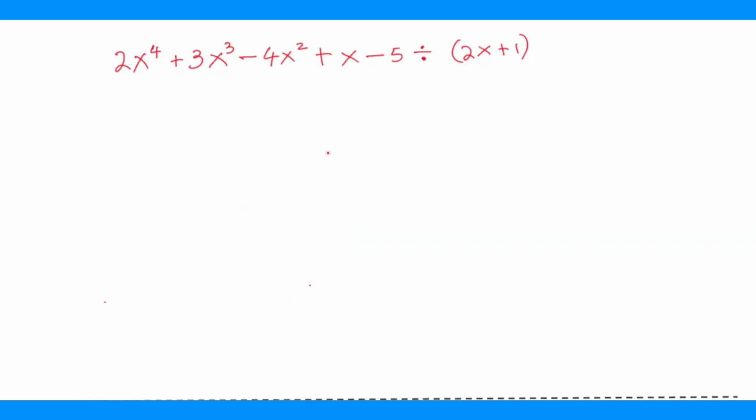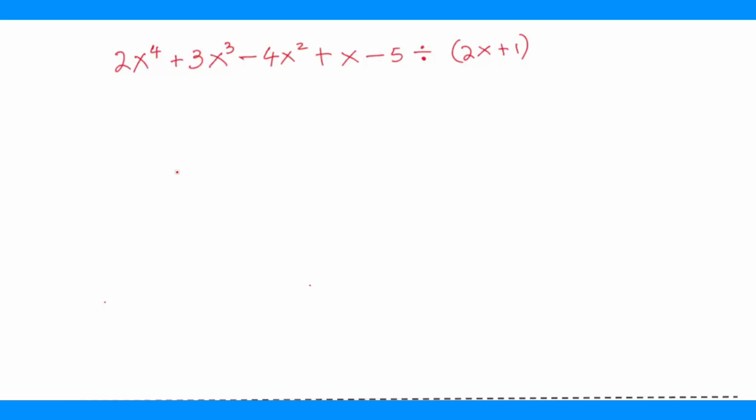Today we are looking at part 3 of synthetic division. Let's take a look. What we have here is 2x to the fourth plus 3x to the third minus 4x squared plus x minus 5, and this is divided by 2x plus 1. Again, the procedure remains the same.